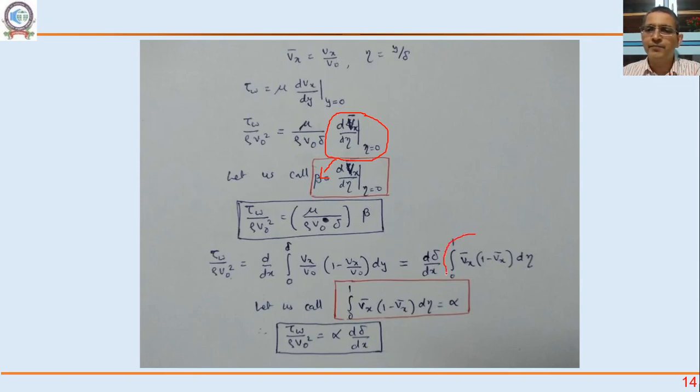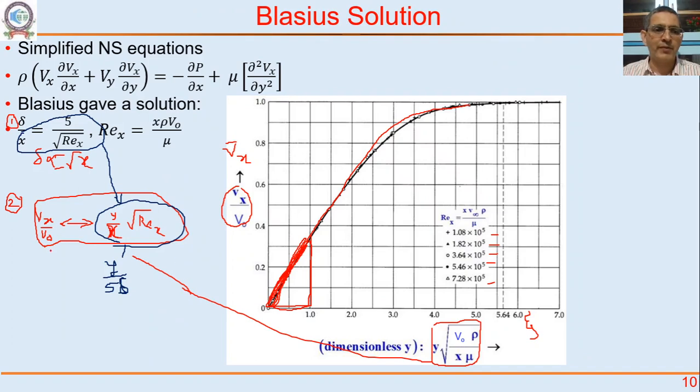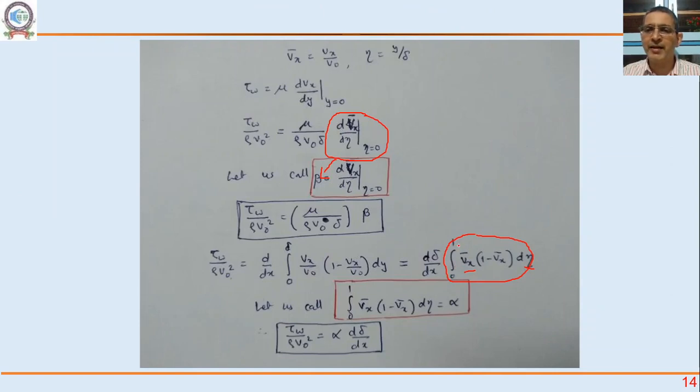This integral only depends on how dimensionless velocity varies with the dimensionless y by delta. See that here. How dimensionless velocity changes with dimensionless y by delta. The profile. So what is needed is the profile and the slope. These two together allow us to calculate. Let's indicate this integral by alpha. So integral 0 to 1 Vx bar into 1 minus Vx bar d eta is alpha. So tau w by rho v naught square would be alpha d delta by dx.